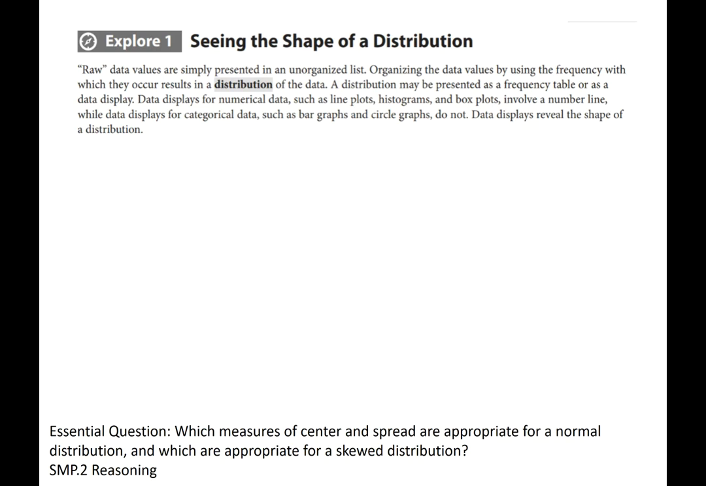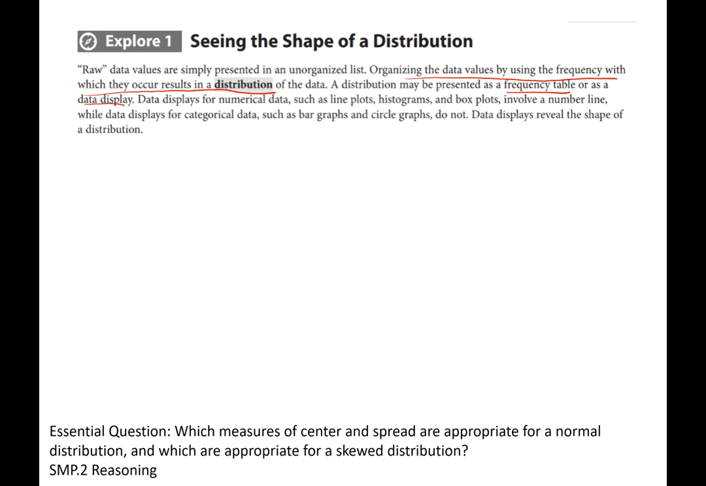So we're going to talk about seeing the shape of a distribution, and you can read along as I read it with you. Raw data values are simply presented in an unorganized list. Organizing the data values by using the frequency with which they occur results in a distribution of the data. A distribution may be represented as a frequency table or as a data display.